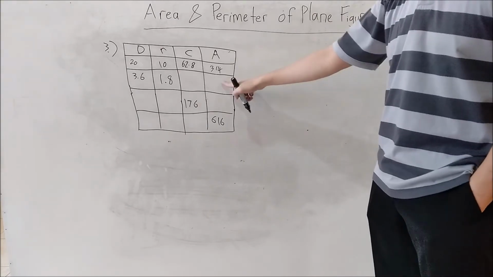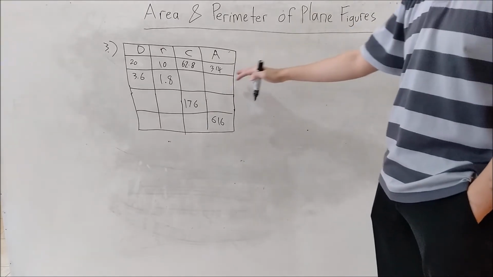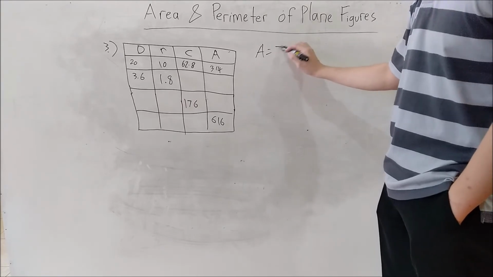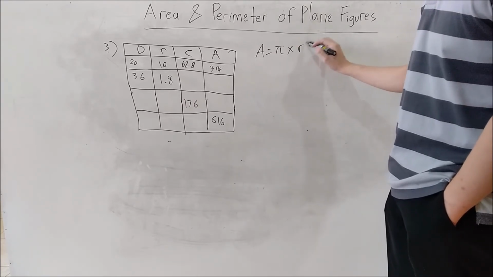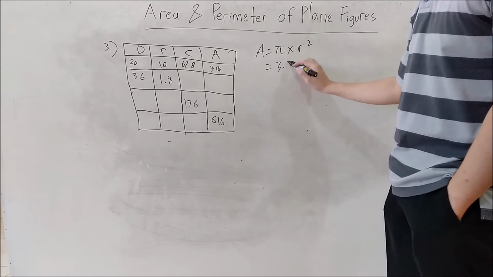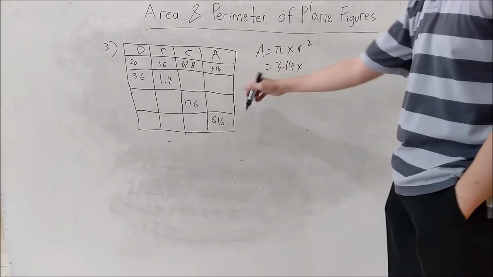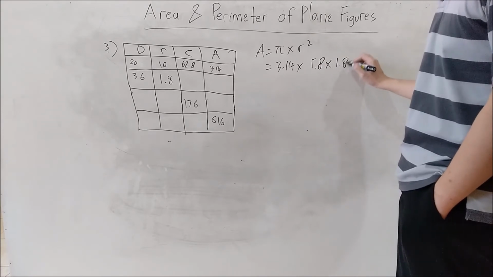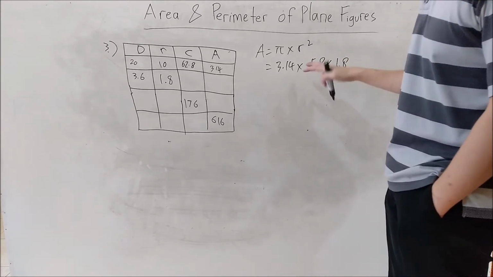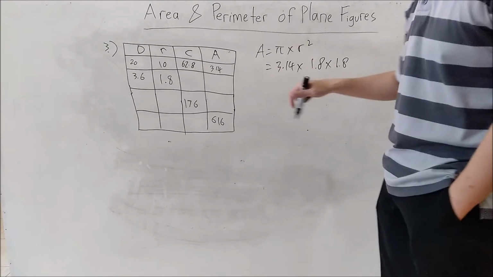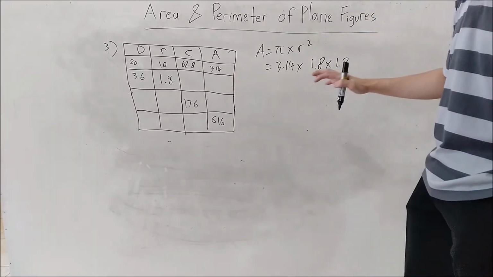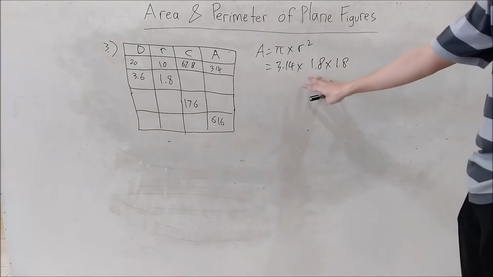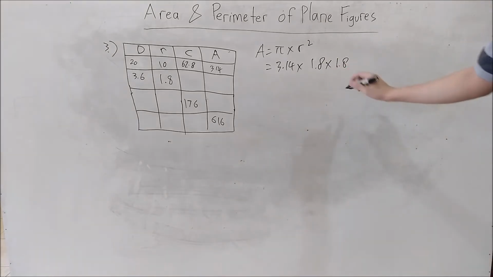Next is the area. The area of the circle will be pi times r square, the same 3.14 times the r, which is 1.8 times 1.8. So you will get the area by yourself. Okay. It might be fun to show you this, just in case you don't know how to multiply with decimals. I will show you.